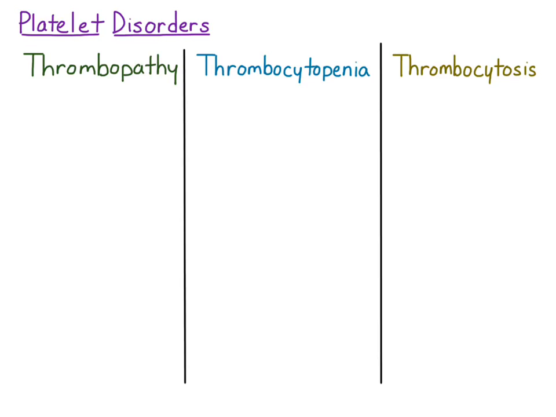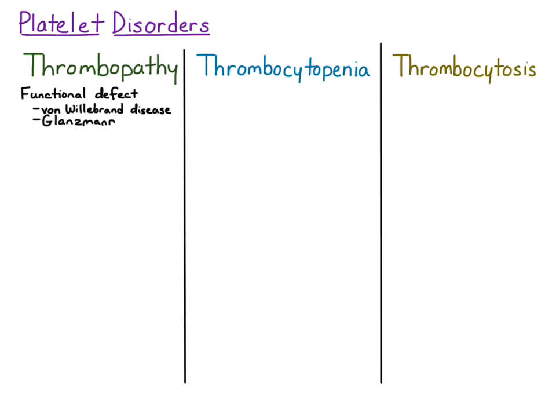This video is going to focus on thrombopathy, which is a functional platelet defect. Von Willebrand disease is an excellent example of a thrombopathy. This is when von Willebrand factor is either defective or deficient. So platelets cannot bind von Willebrand factor to stop bleeding.